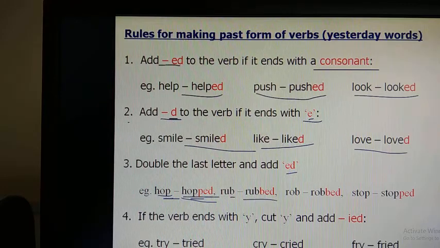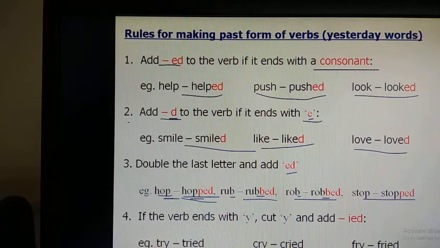Last letter is b and double b here, so the last letter is doubled. Rob, robbed. Stop, stopped. Okay, so this is how you will make the past form.